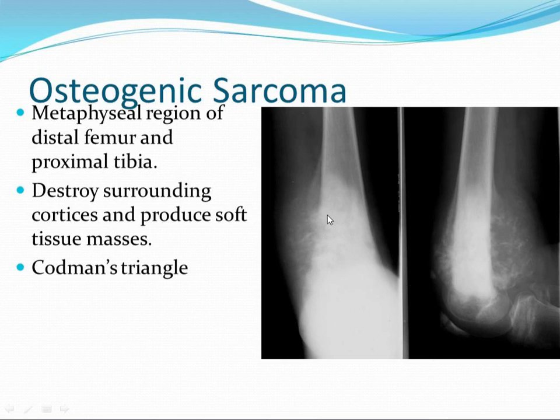seen. So that is looking like a triangular shape. Triangle shape. See, this is a triangle. Again, here it is triangular. So that is called Codman's triangle. So what is Codman's triangle? If anybody asks you, you would say there is a destructive periosteal triangular new bone formation, which is seen here in case of osteogenic sarcoma. That is important.